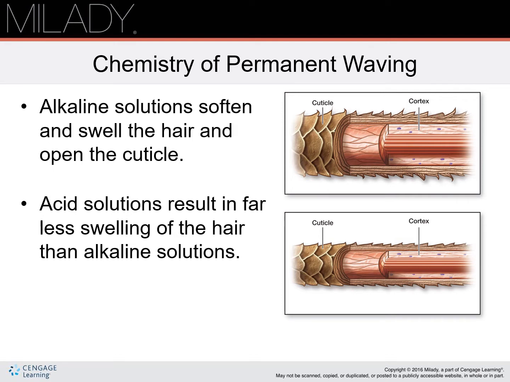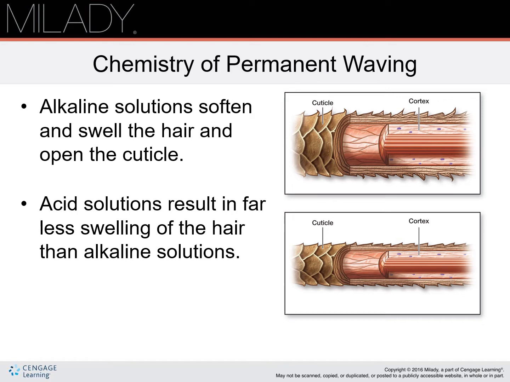The shape and type of the curl. The shape and type of the curl are determined by the shape and type of the rod and the wrapping method used. And we're going to talk about those later. Selecting the correct perm and rod wrapping method is very crucial to creating a successful permanent wave. Choosing the right rod, the right product, the type of rod that you use, and also the method in which you wrap it is going to determine your outcome.